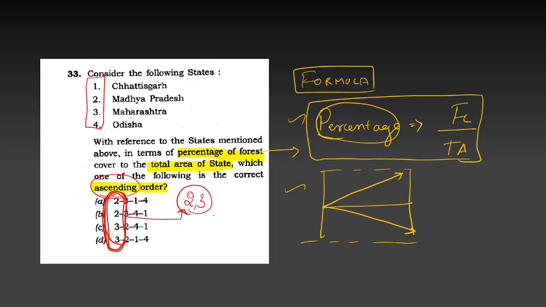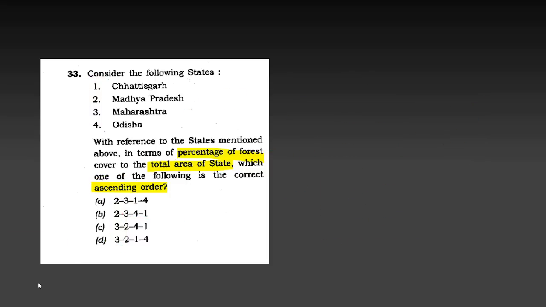So in 2 or 3, which has the highest or lowest percentage? Ascending order. Among these two, Maharashtra happens to be the state which is highly industrialized. Am I making sense? So the industrialized state should have the least percentage of forest cover. The state which has the highest urbanized area will have the least forest cover. So 3 will be the answer. So the answer lies here, my friends.